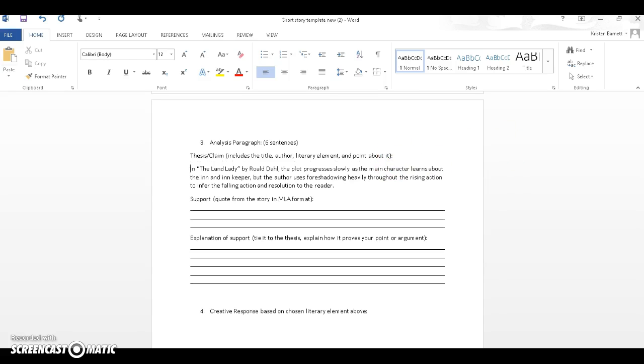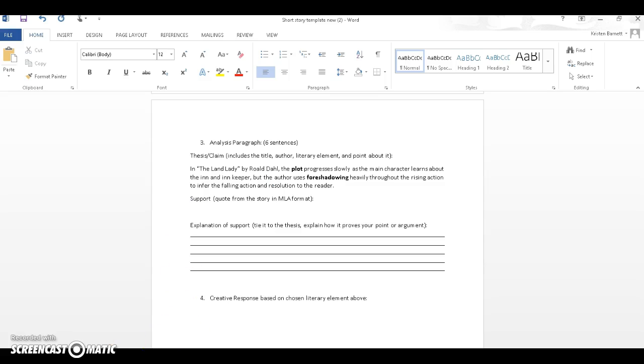Alright, so our claim, you can come up with an infinite amount of claims. In The Landlady by Roald Dahl, the plot progresses slowly as the main character learns about the inn and innkeeper, but the author uses foreshadowing heavily throughout the rising action to infer the following action and resolution to the reader. Okay, so I'm analyzing here foreshadowing, how the author is using foreshadowing, and the effect on the plot. So that's my argument.